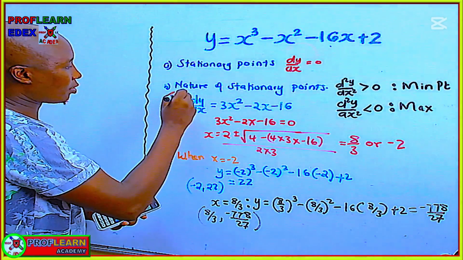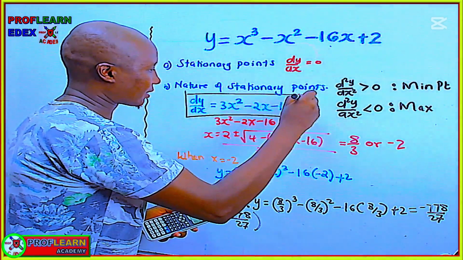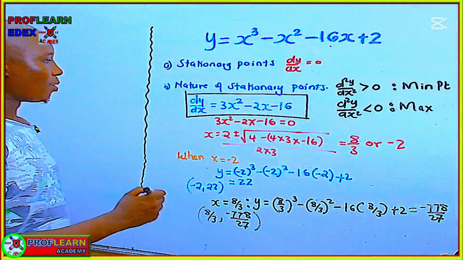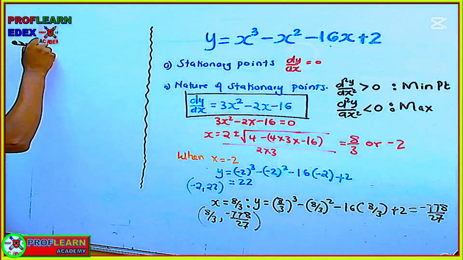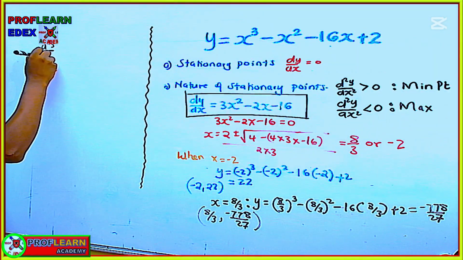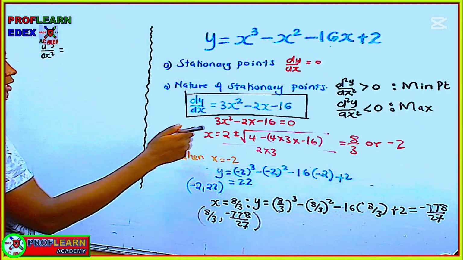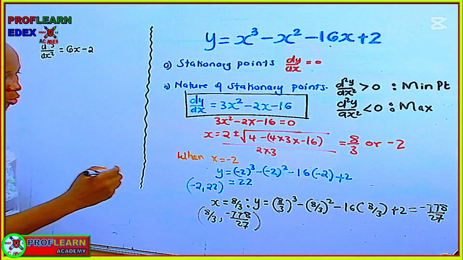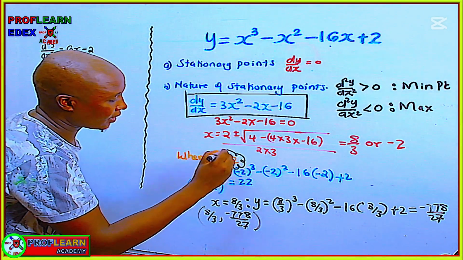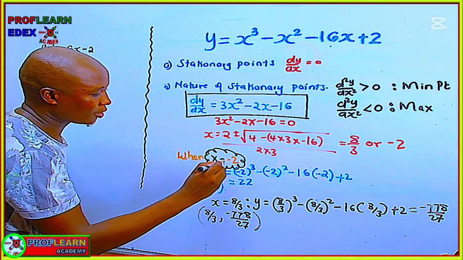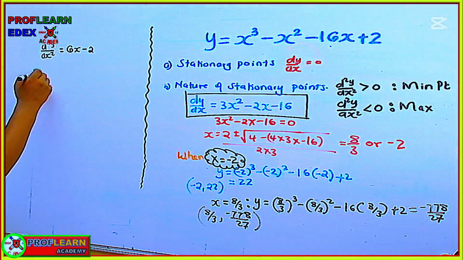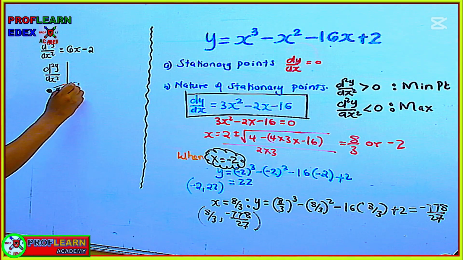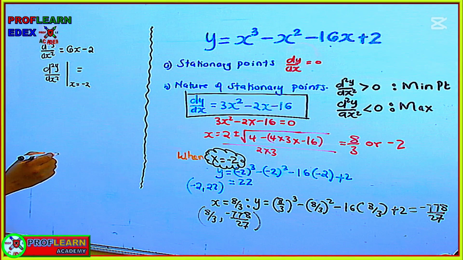So those are the questions you're going to be asked. In this case, we had gotten our dy/dx as that. Then for us to get the nature of the stationary point that we have here, we are going again to differentiate that. So if we differentiate this, d squared y over dx squared becomes 6x minus 2. Then we are going to evaluate d squared y over dx squared at the point where x is equal to negative 2, and check which answer it gives us.